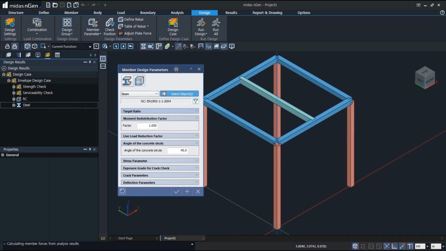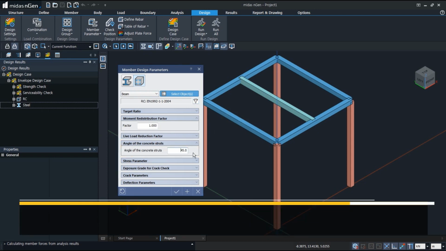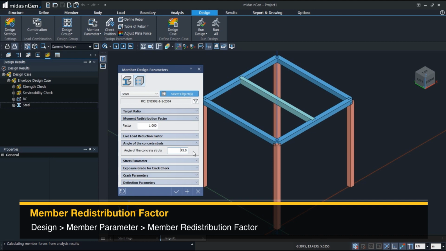This video will be about the angle of concrete struts options within the member design parameters. If you look at a beam section from the RC member, there's an input box for the angle of the concrete struts with a default value of 45, which the unit will be in degrees.